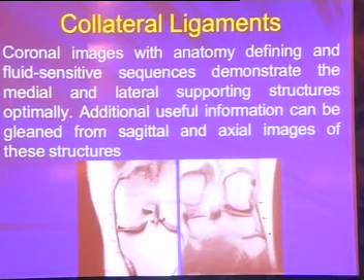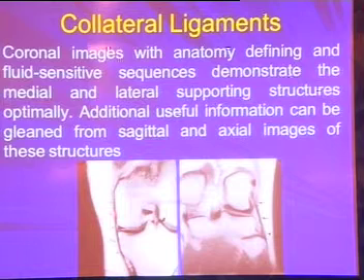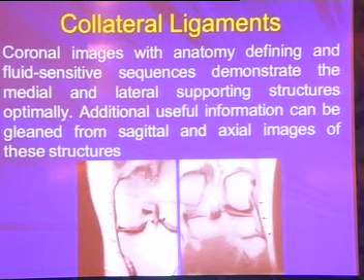Now collaterals are usually appreciated on the coronal cuts. So here you can see this is the MCL, which is a black structure. There is no space in the condyles. If you find some space, if you find that it's lifted from there, that means there is some injury, either a sprain or a tear.